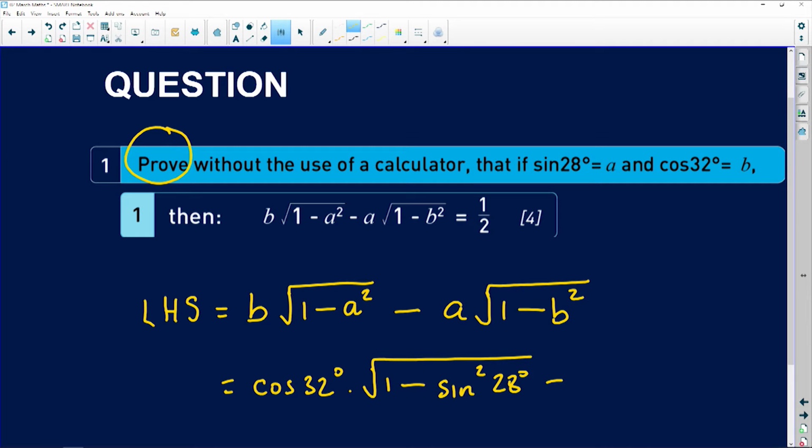Minus A. I'm going back to A now. A was given to us as the sine of 28 degrees, and we're multiplying this with the square root of 1 minus B. And our B is cos, and it's also squared. So that's cos squared of 32 degrees. Very important. I hope you guys can see what is going on there.